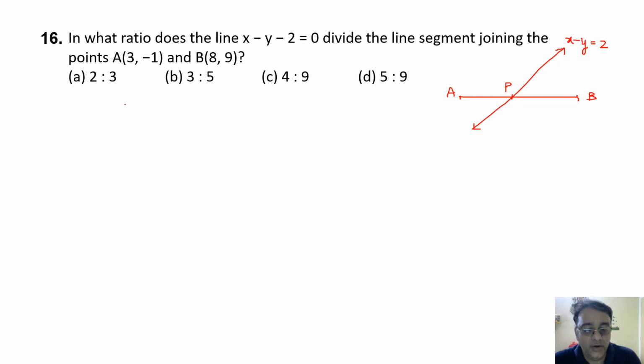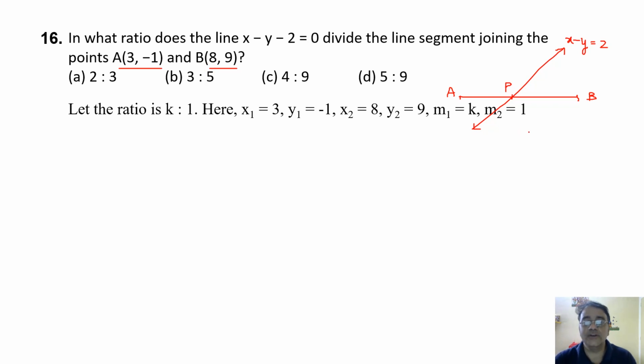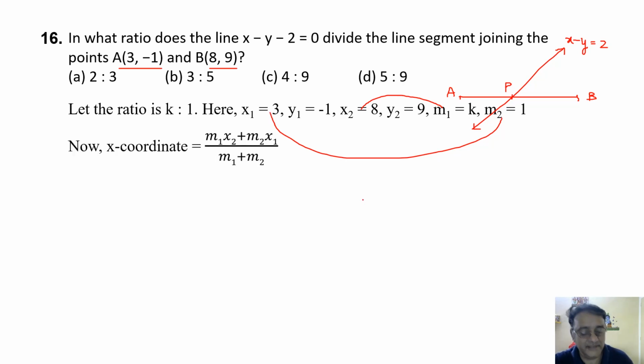Okay, so let the ratio be k to 1, and x1, y1 is (3, -1) and x2, y2 is (8, 9), right? And m1 is k and m2 is 1. So what we will do, we will find the x coordinate and y coordinate, and substitute X and y into the equation. So let us start with the x coordinate. m1 x2 plus m2 x1 upon m1 plus m2, right? So we are going to get k into 8 plus 1 into 3 upon k plus 1, so 8k plus 3 upon k plus 1.